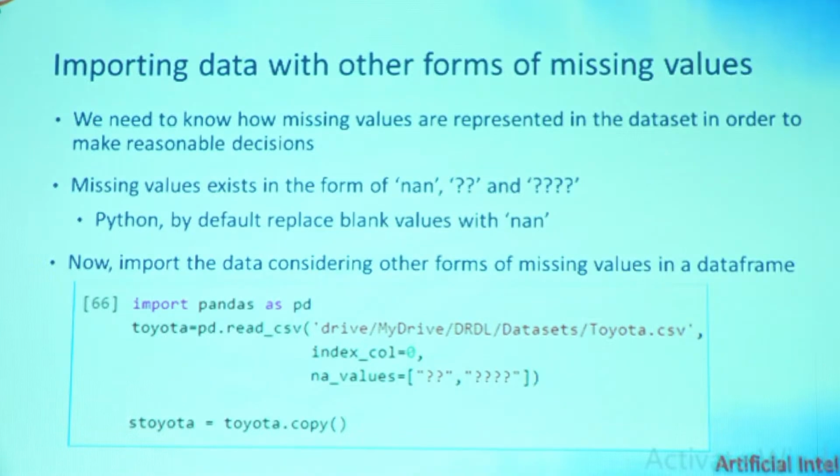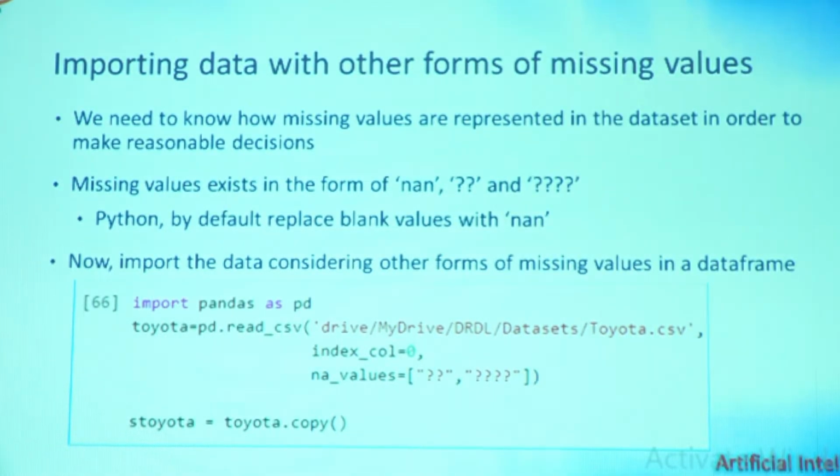All of you, are you doing this with me? Reread your data frame by including null values as double question marks and four question marks as well, apart from NaN and Na. And then create a fresh copy of your data frame. Now I am calling my data frame S Toyota. It's up to you, whatever name you want to give, because I don't want to damage my original data, so I am creating a deep copy and working with it.